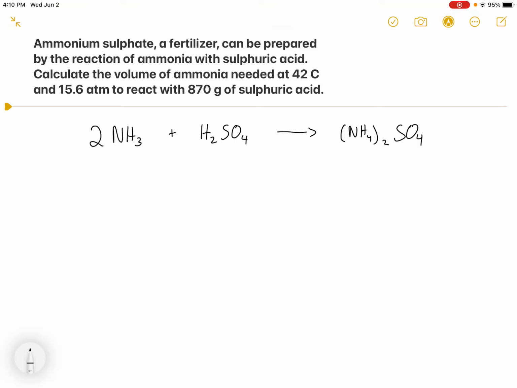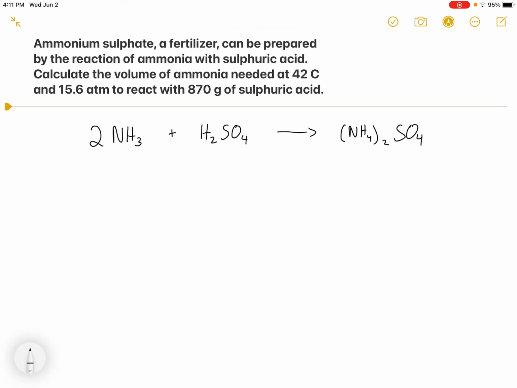Okay, in this video, we're going to be looking at one of the more challenging examples of a problem you might see in gases. This is when you can take the ideal gas law and apply it to stoichiometry, which is a skill that we've already had a lot of practice with through previous units.